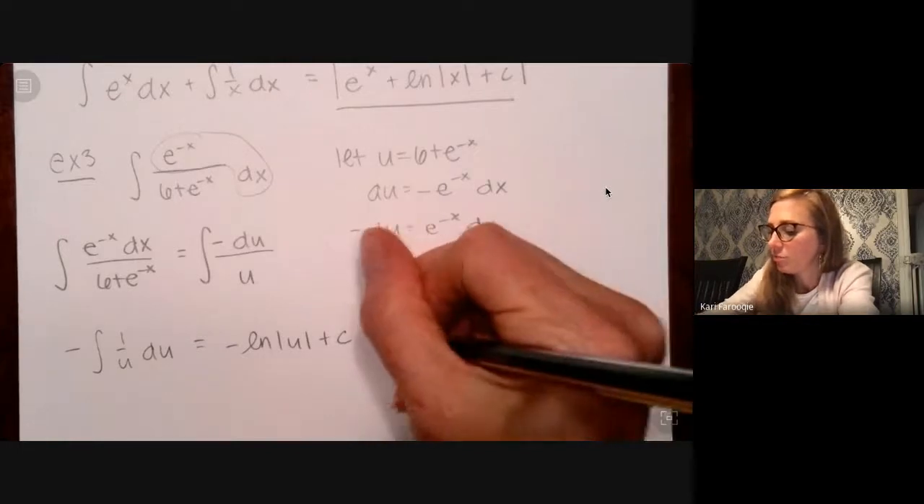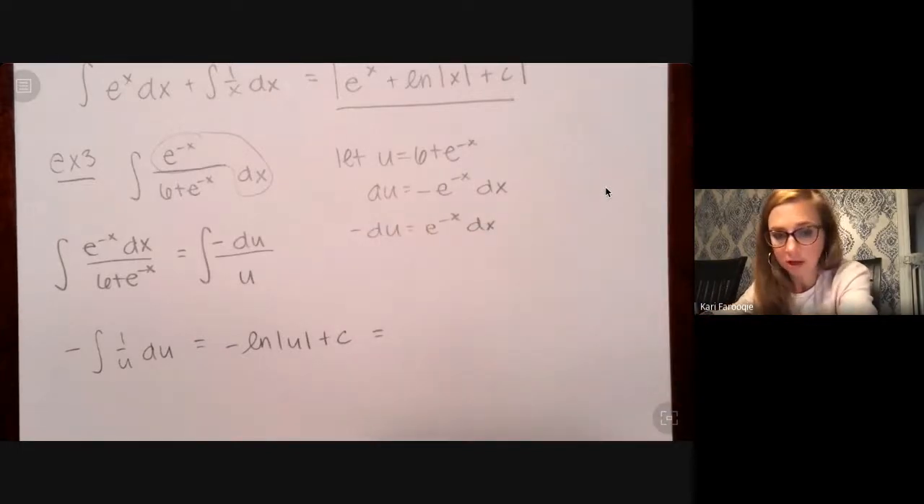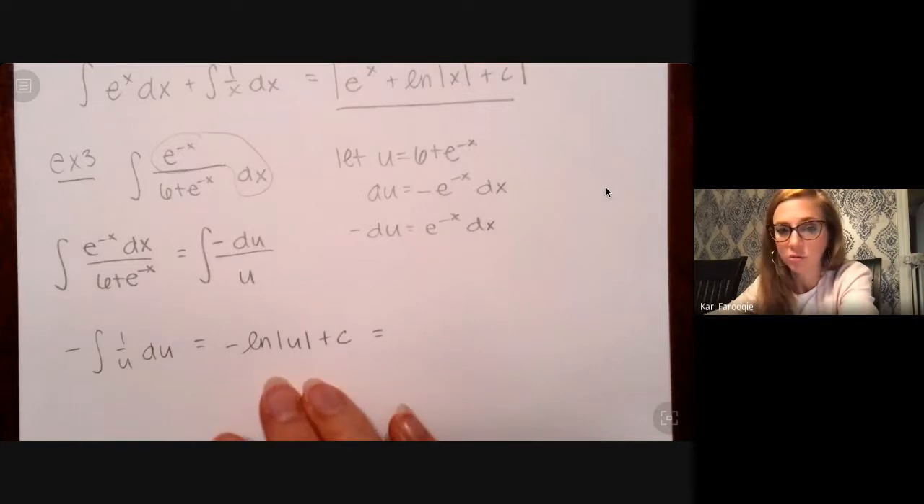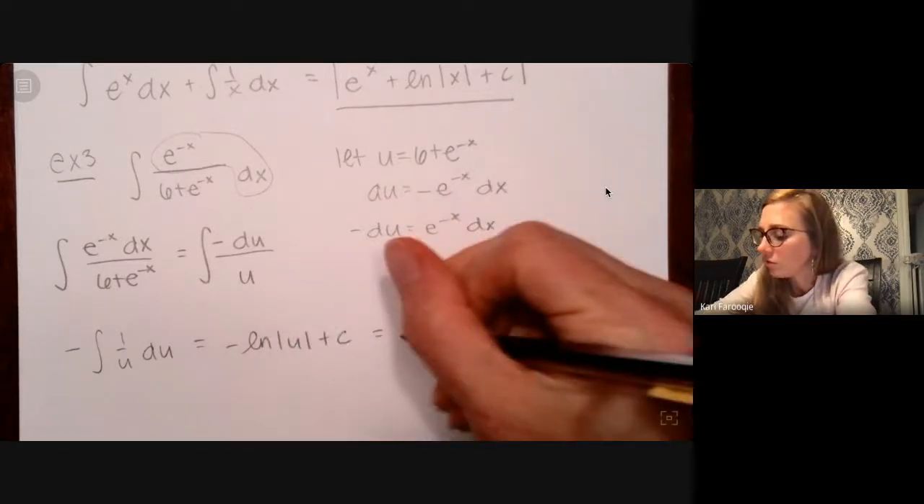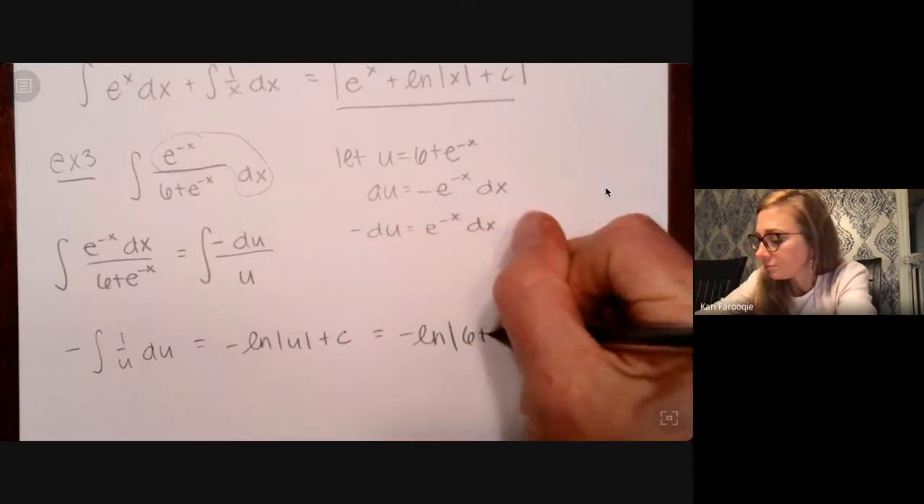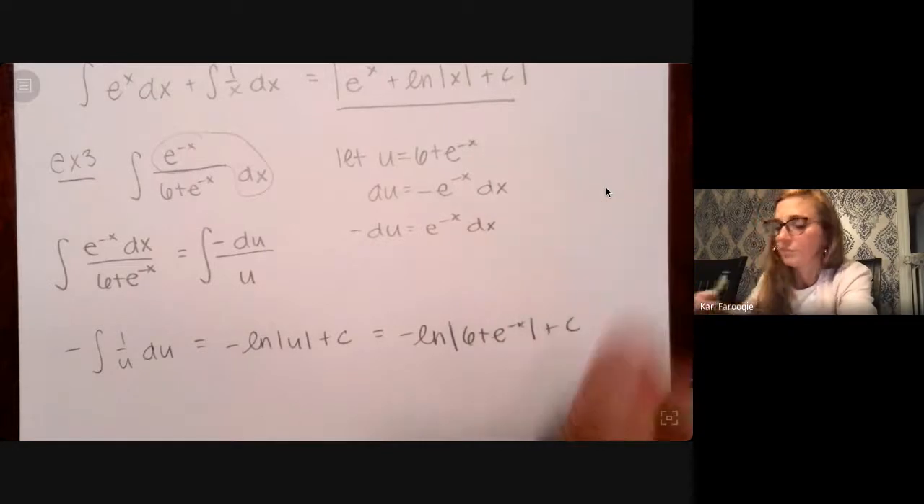And then you're going to back substitute for u because you weren't actually supposed to find this integral in terms of u. You were asked to find it in terms of x. So wherever you see u, you're going to plug in 6 plus e to the negative x. And then plus c.